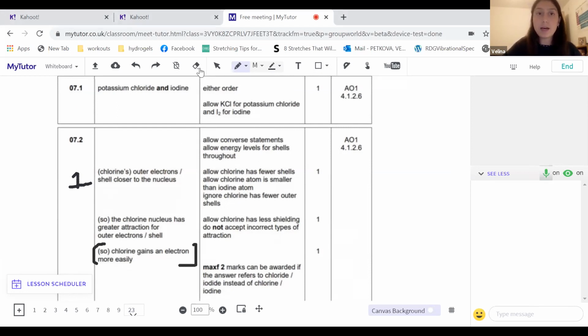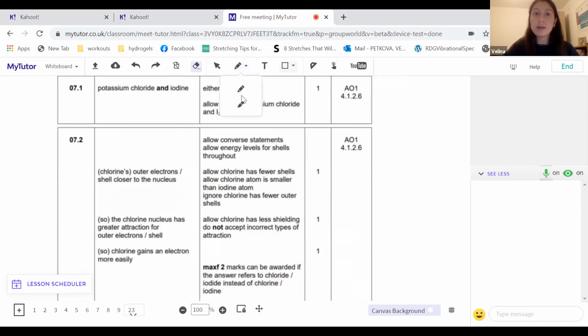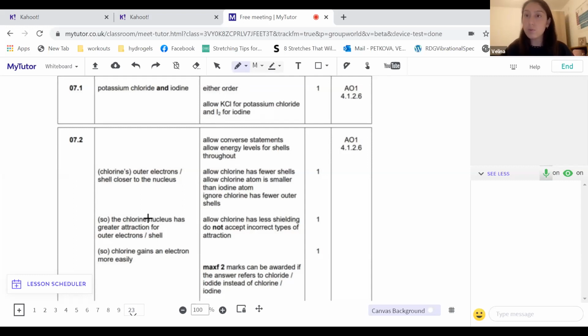So what the mark scheme tells you is exactly what the examiner wants. If in a year or 2 you come up against a question like, why is chlorine more reactive than iodine? The first point is chlorine's outer shell is closer to the nucleus. The second point is about the attraction between the nucleus and the outer electron. And the last one is that chlorine wants to gain an electron to react, and it gains this electron more easily. So that's why mark schemes are one of the best resources.